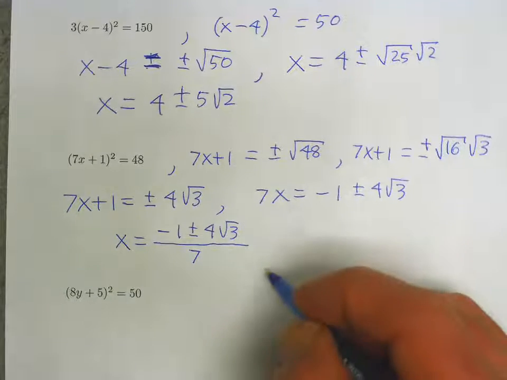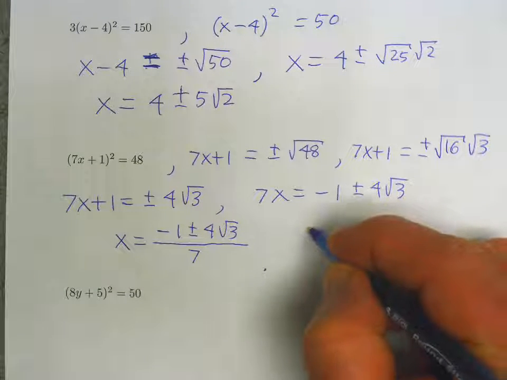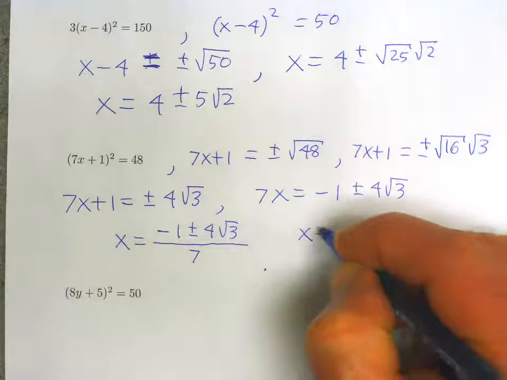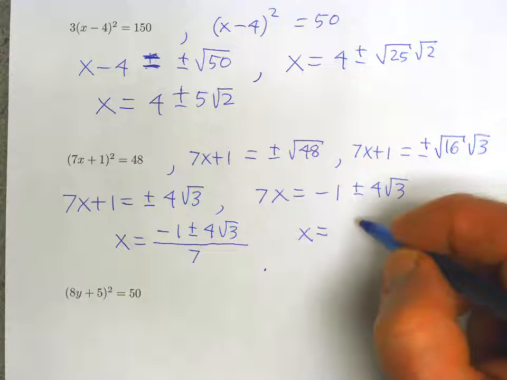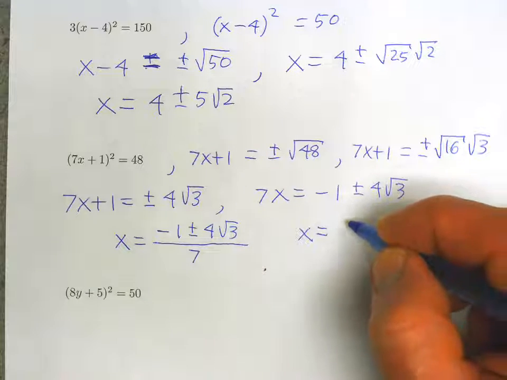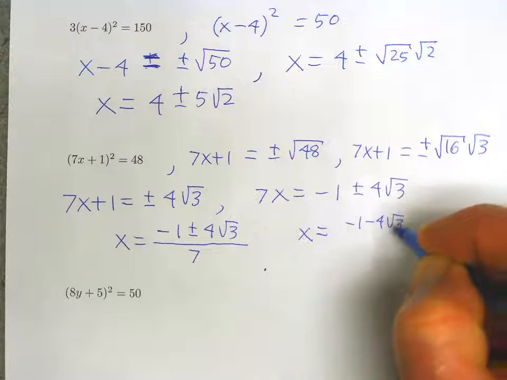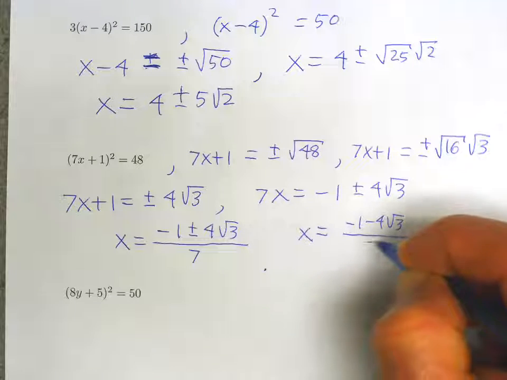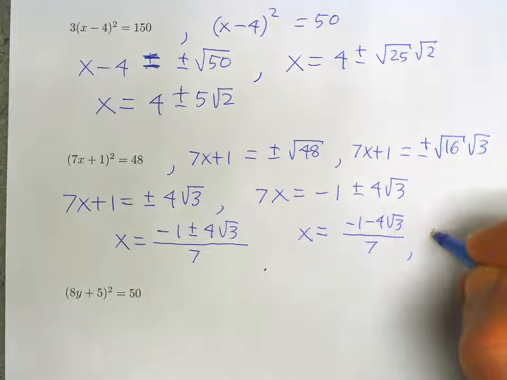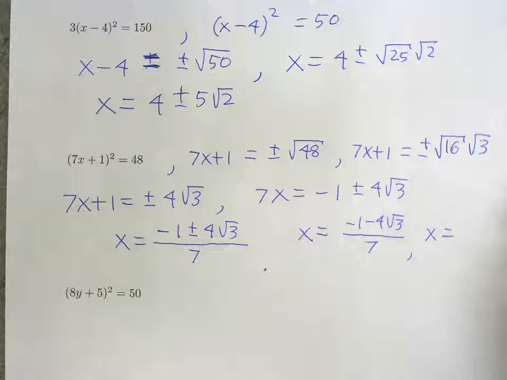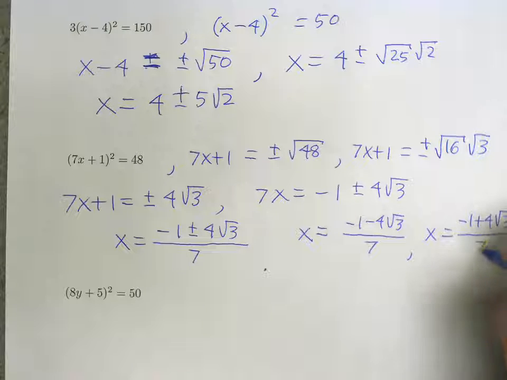But I will write them separately just for practice. One solution is x equals, in the numerator, negative 1 minus 4 times the square root of 3, all divided by 7. And then the other solution, x equals negative 1 plus 4 times the square root of 3, all divided by 7.